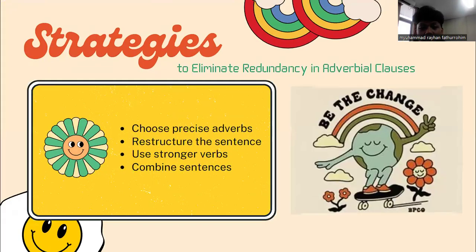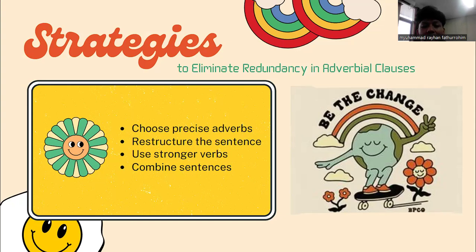Okay, there are strategies to eliminate redundancy in adverbial clauses, and in these slides we can choose precise adverbs. Select the adverbs that provide additional information not already conveyed by the verb. For example, from the previous slide, "he walked leisurely" should become "he strolled."